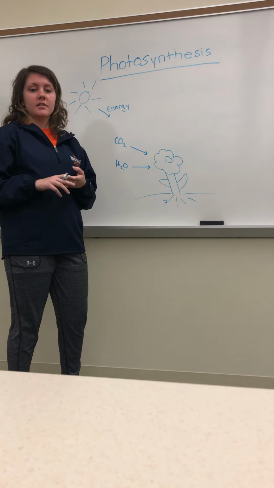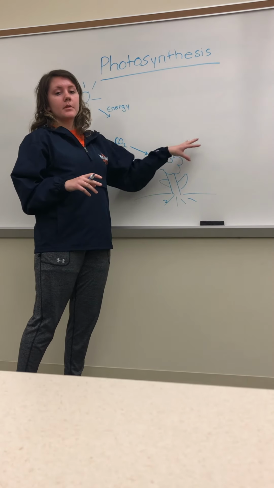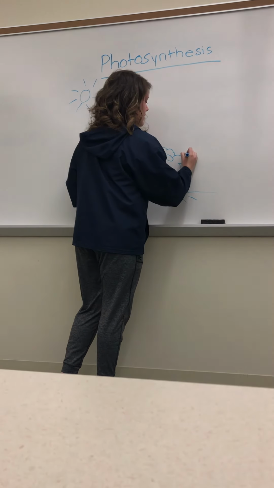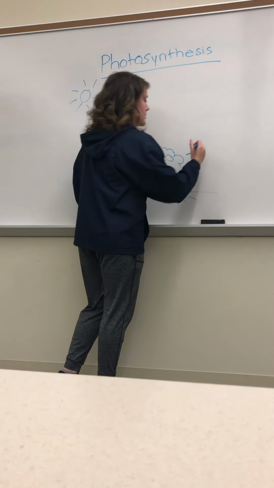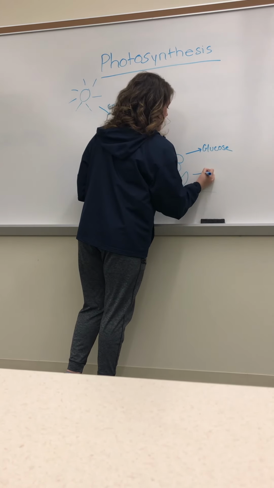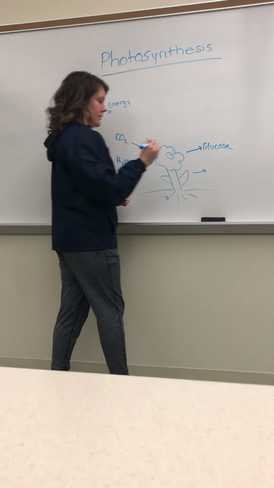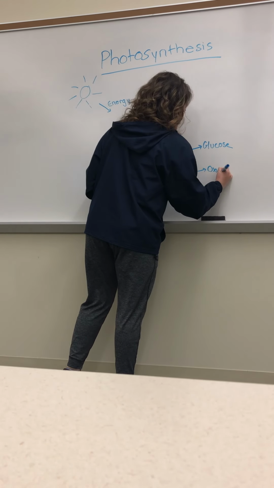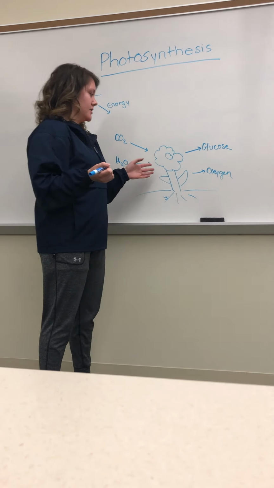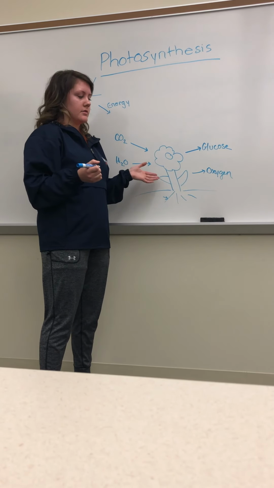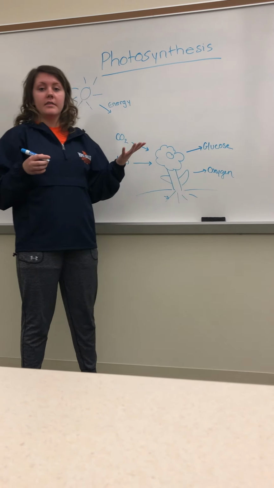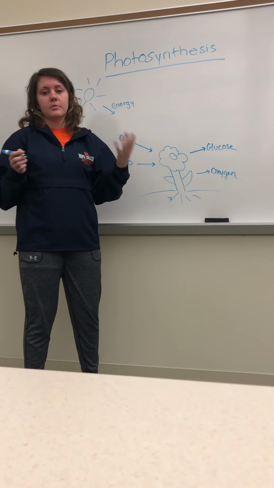And then there are two things that get released from the plant after it absorbs these two. So it releases glucose, and it also releases oxygen. So the glucose is important because it provides the plant with sugars to be able to survive. And oxygen is also important because that is what humans breathe. And so without plants, we wouldn't be able to breathe.